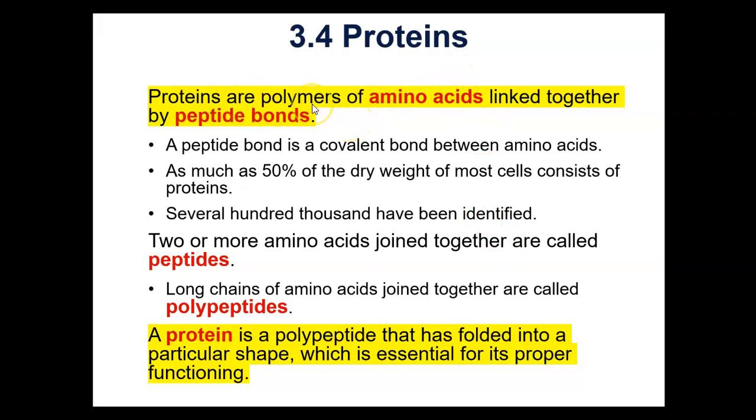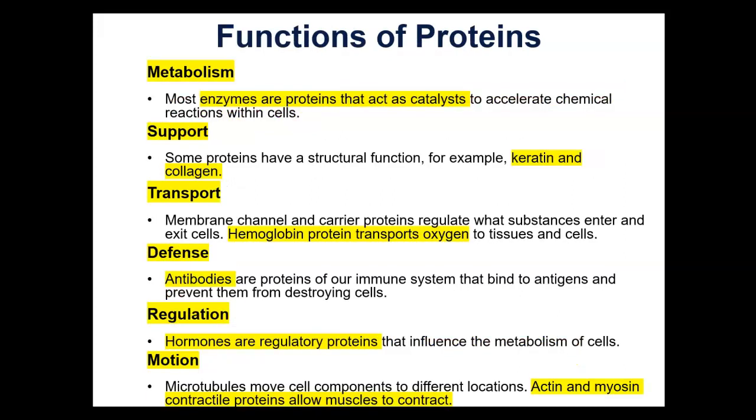Proteins are polymers or long chains of amino acids linked together by peptide bonds. So amino acids would be the monomers. And down at the bottom, a protein is a polypeptide that has folded into a particular shape, which is essential for its proper functioning. So the polypeptide is really just a long chain of amino acids. And the protein is that same polypeptide that has undergone shape changes.